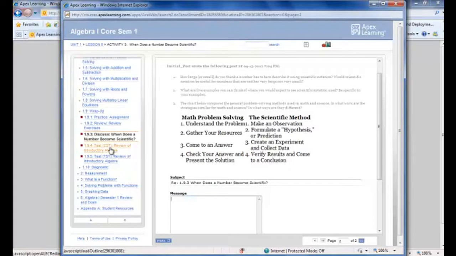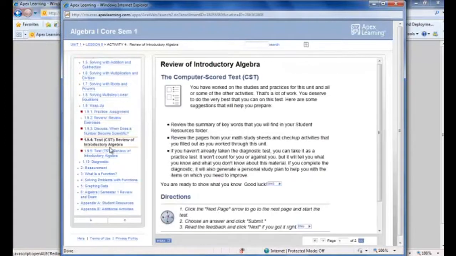Next, you're going to take the CST test. CST is a computer scored test. Think of it as like your Scantron test. This test must be taken at the school site or the center for it to count as your grade. It is available for you to take at home as a practice. However, for the unit to count, you will need to take it at school. If you have taken this at home, you need to email your facilitator and ask them to reset the test so you could take it at school.